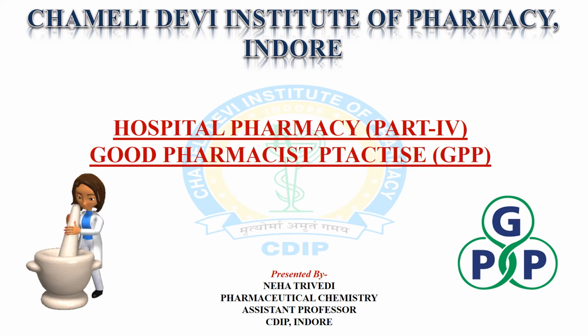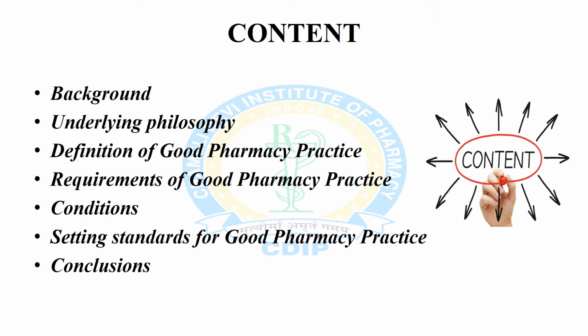In this session, we are going to continue part 4 of hospital pharmacy, which includes good pharmacy practices in hospital pharmacy. The content of the session would be the background of good pharmacy practice, the underlying philosophy, then the definition of good pharmacy practice, requirements of good pharmacy practice, conditions according to which these would be applied, then settings, standards for good pharmacy practice, and conclusion.